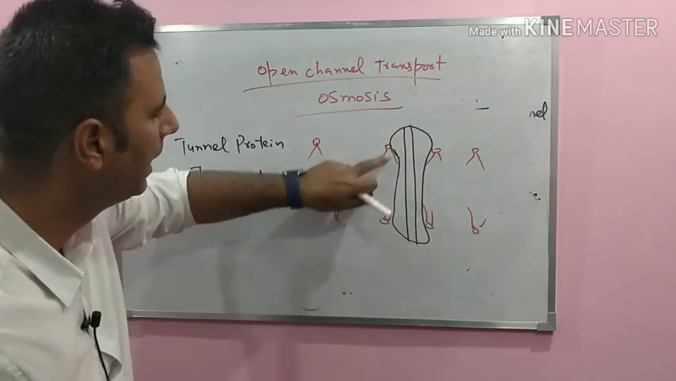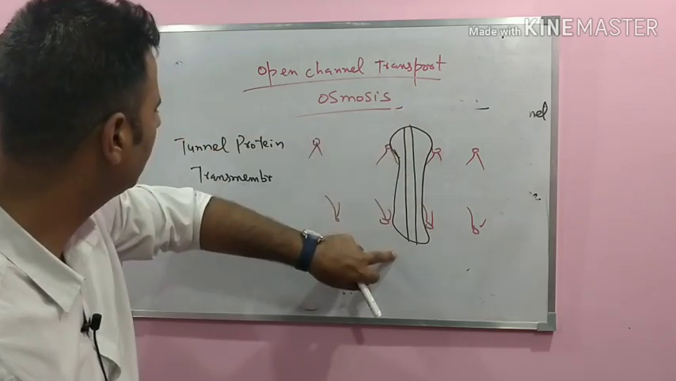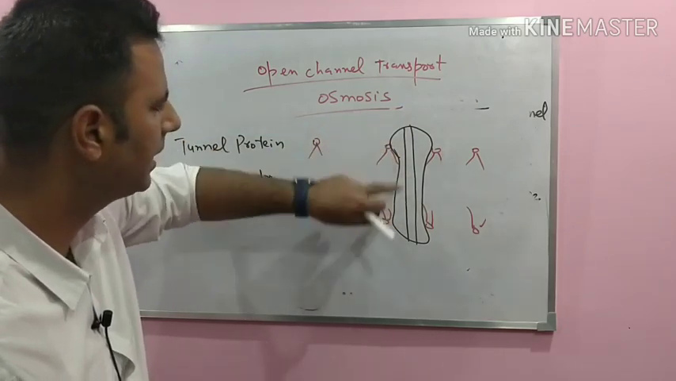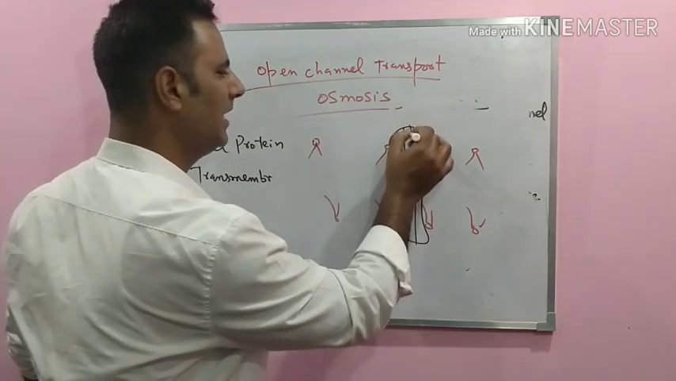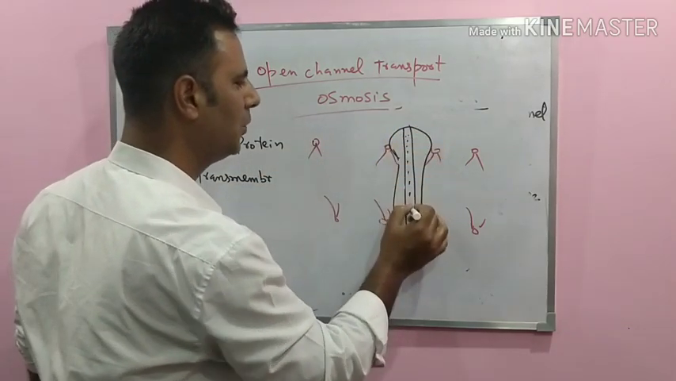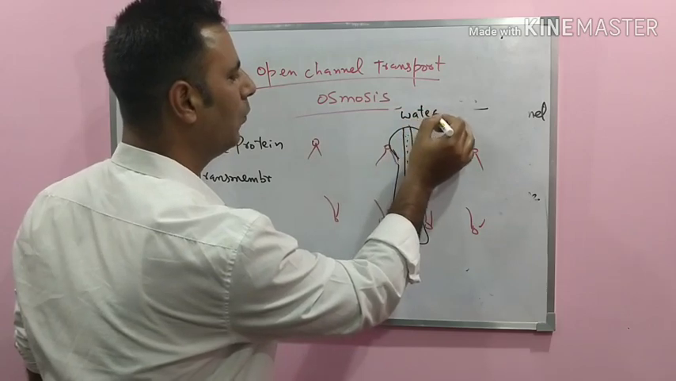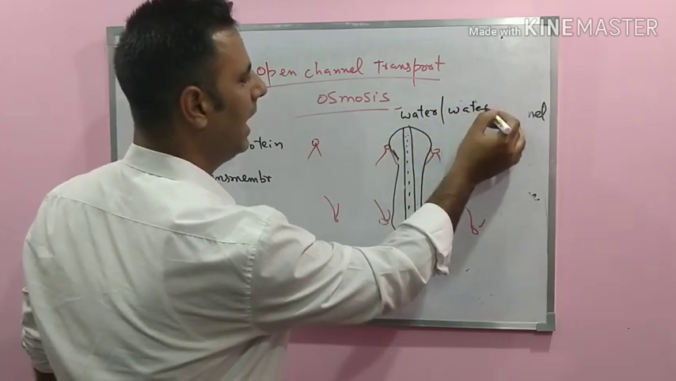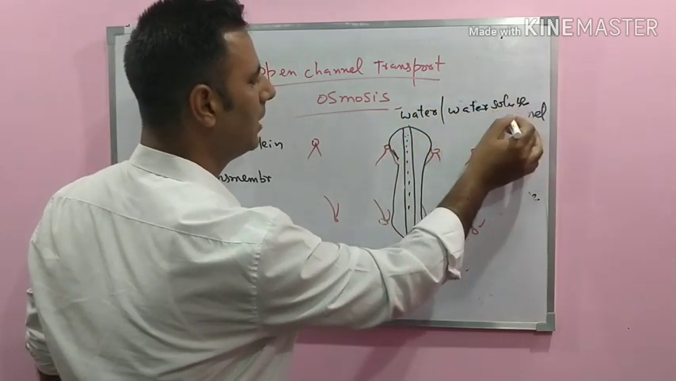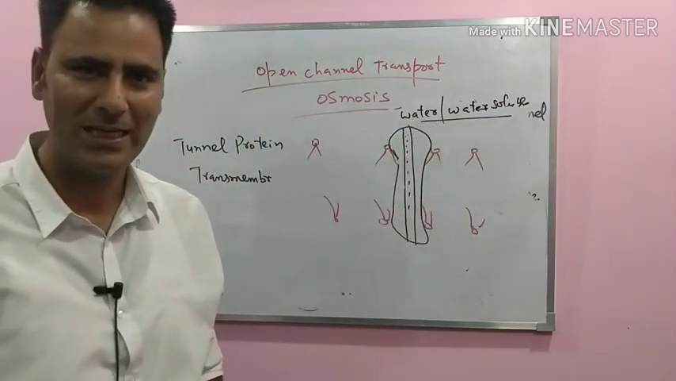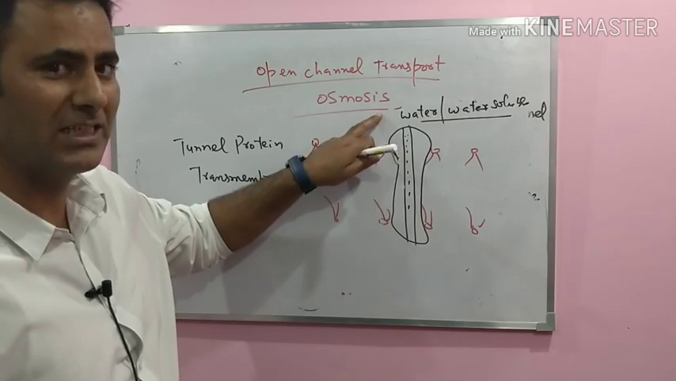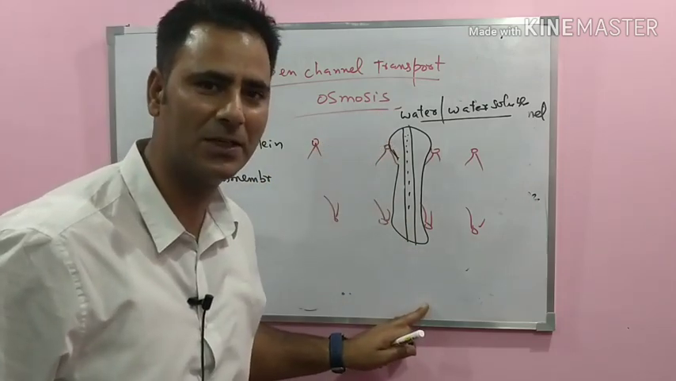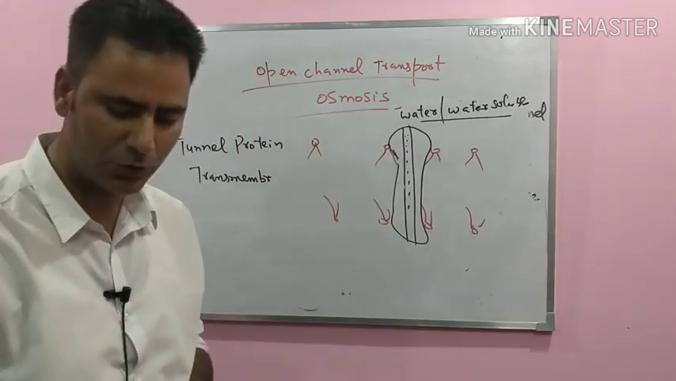What is going to happen when we see this tunnel protein having the channel? This channel is going to move water and water-soluble substances by the process of osmosis. That means it is going to move from an area of lower solute concentration to the area of higher solute concentration. This process we call osmosis.